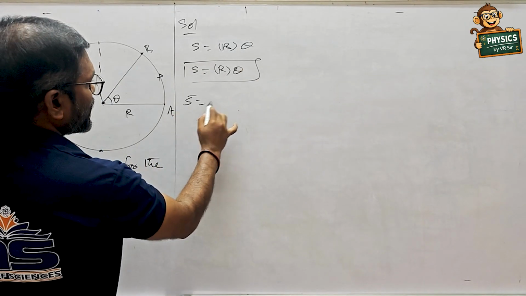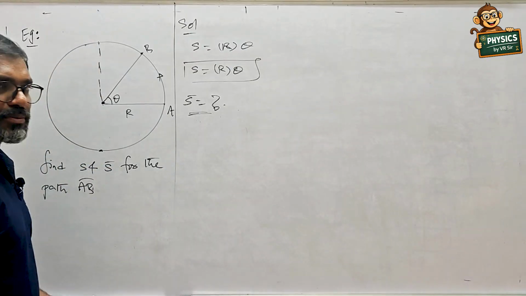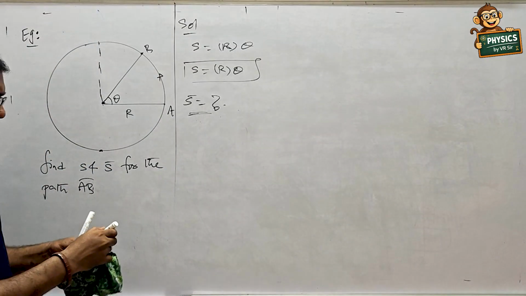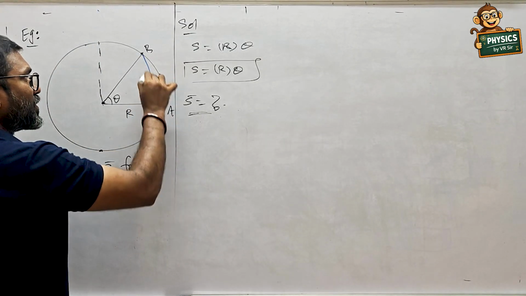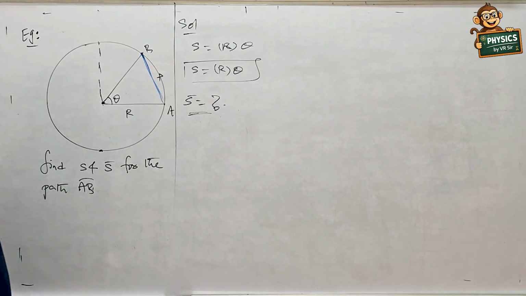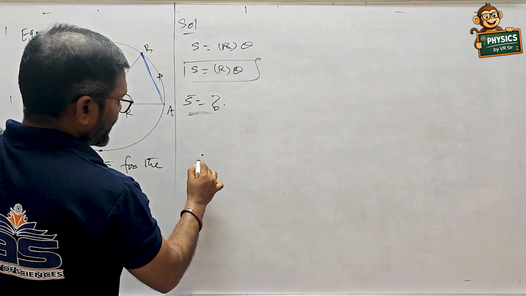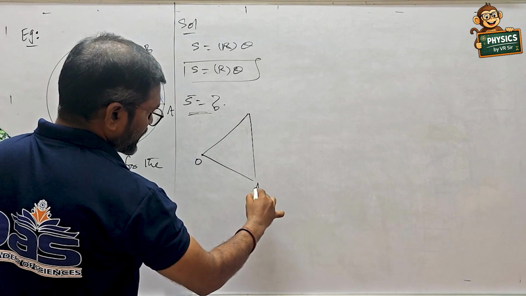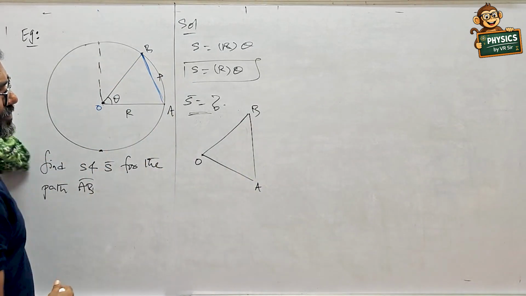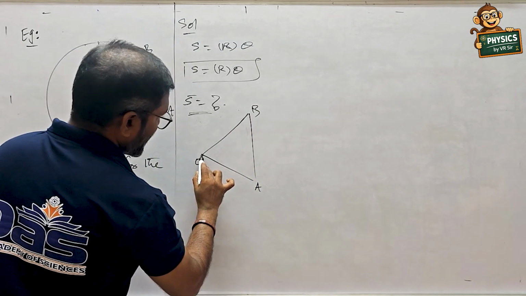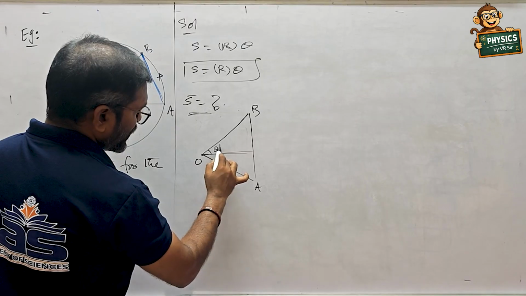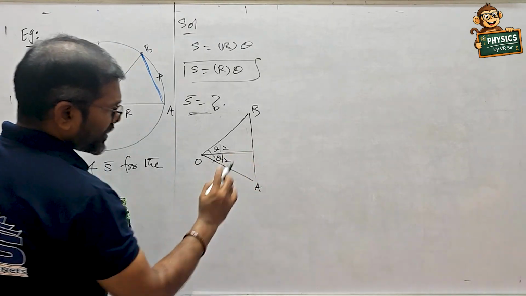What about displacement? How can we solve this? Displacement, we all know, is the shortest path, isn't it? This is the displacement. How to calculate? I want to draw it separately. Here is O, this is A, this is B. Now, if you divide this into two equal angles, this is going to give you theta by 2 and this is also theta by 2.